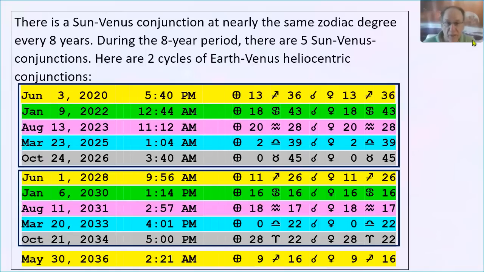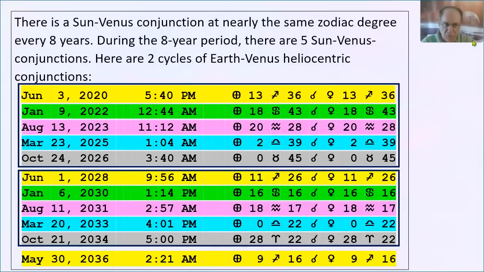When people say, as they often do, that there are 5 conjunctions of Sun and Venus every 8 years, what we're really saying is that from a heliocentric point of view, you will see Venus and the Earth behind it. That's what's happening.